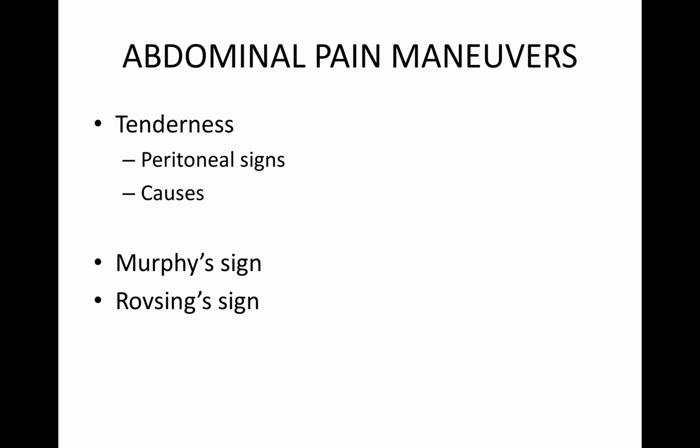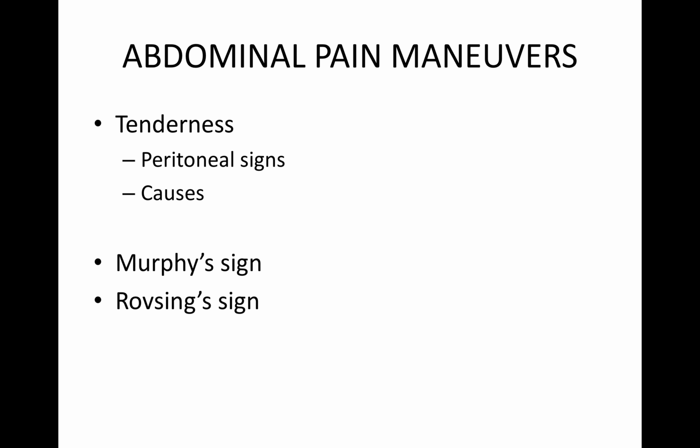A couple of specific signs that we want you to know about. Murphy sign: you place the examiner's hands in the right upper quadrant with gentle, steady pressure, and you ask the patient to take a deep breath. If they stop breathing mid-breath because of increased pain, that's a positive Murphy sign and is one of the features of cholecystitis.